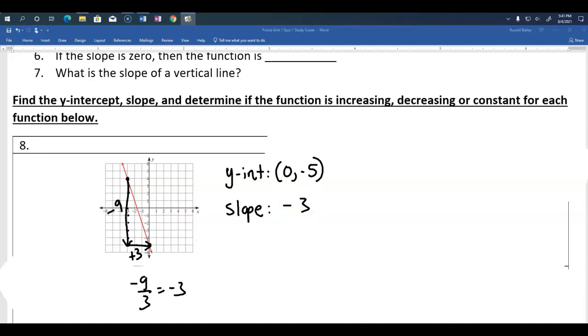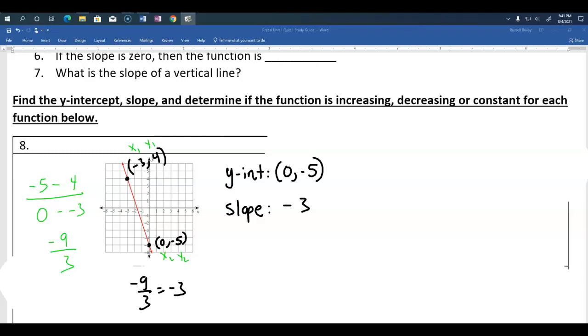Another way of doing that, if you don't want to do it that way, is the formula approach. With the formula approach, once again, you still need to pick 2 points. This point is (0, -5), and this point up here is (-3, 4). We can label these as x1 and y1 and x2 and y2, and apply the slope formula, which is y2 minus y1 over x2 minus x1. And we end up with the same thing, -9/3.